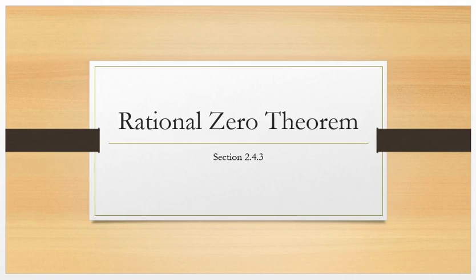In this third section of 2.4, we're going to look at something called the rational zero theorem, which will include how to find both the possible rational zeros and the ones that actually are zeros of a polynomial.